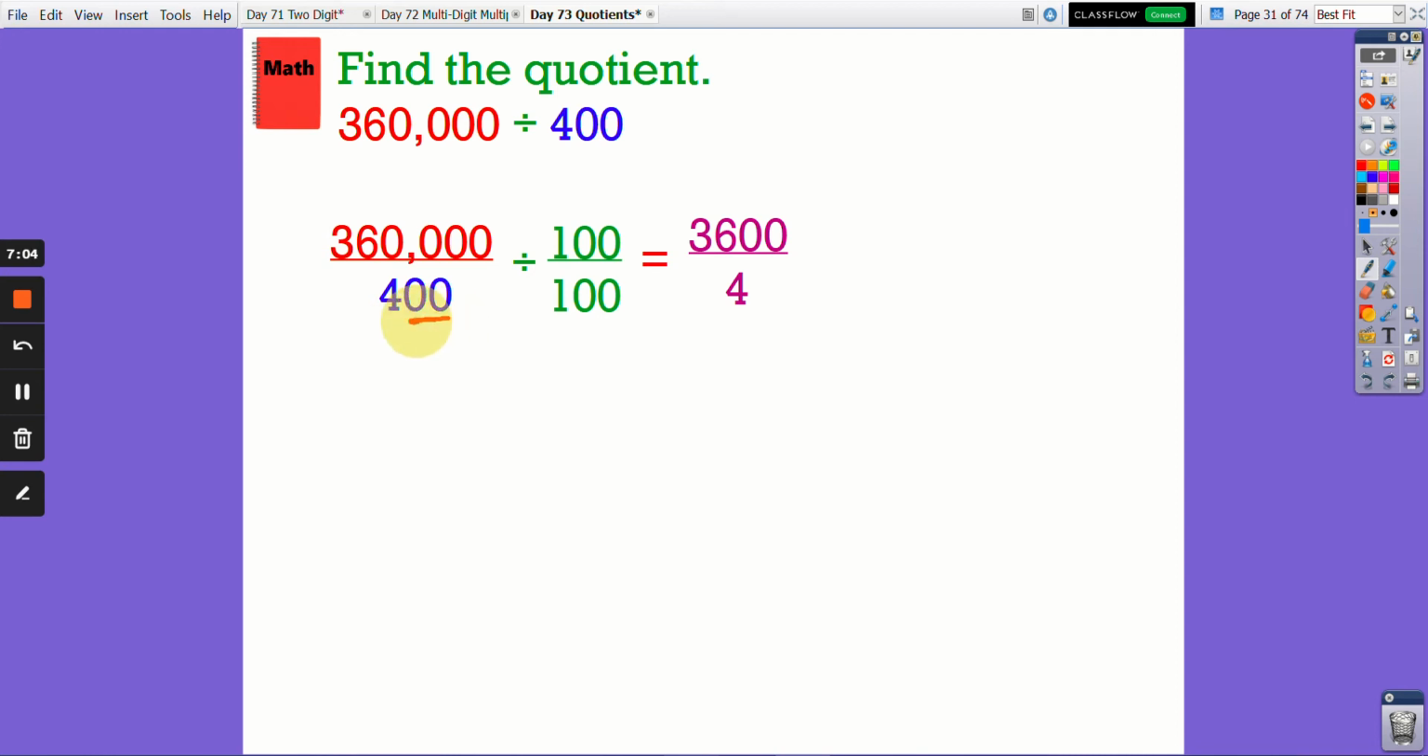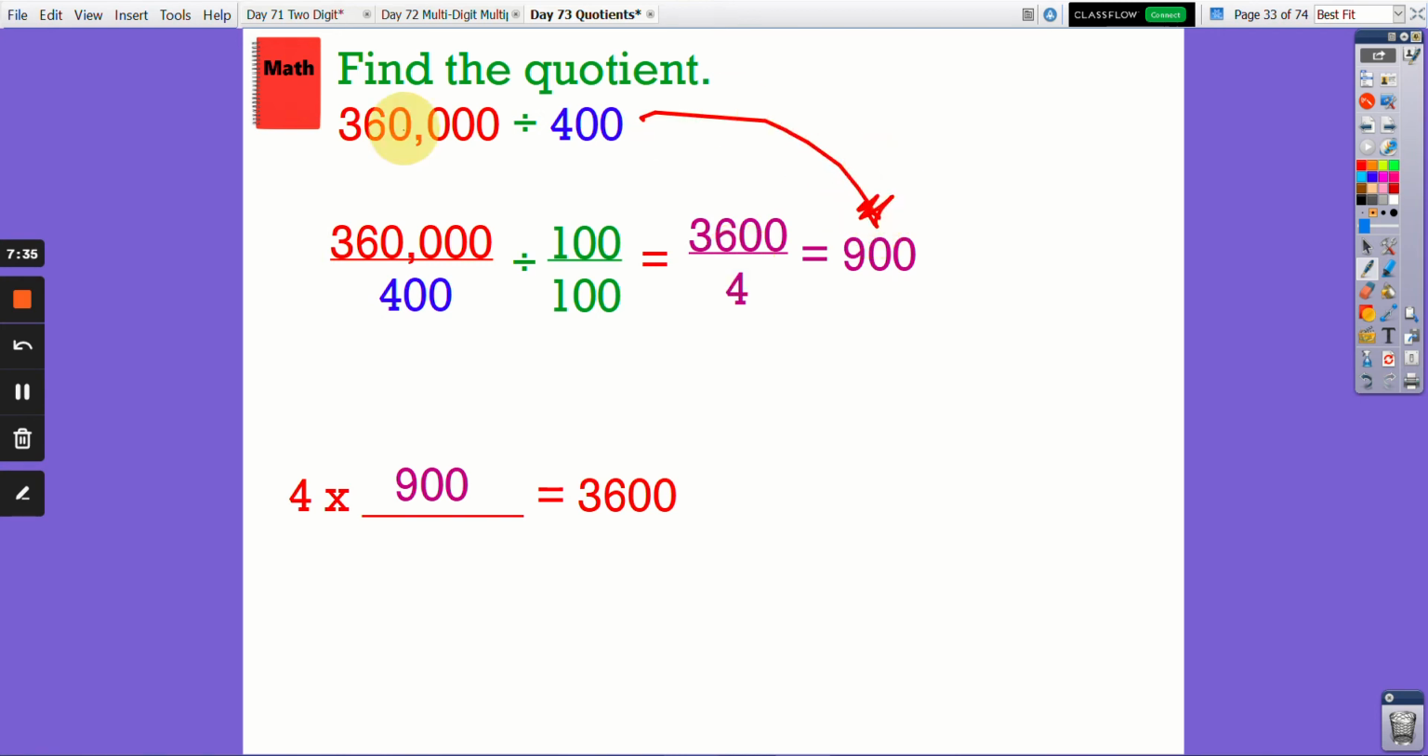So we have 2 zeros here. We can divide by 100 to get 4. We can divide this by 100 to get 3,600. So let's look at this math fact: 36 and 4, and then we have 2 zeros. So 36 divided by 4 gives you 9. And then we have 2 extra zeros. So we get a quotient of 900. So if we go back and do 400 times 900 to check, we're going to get 360,000.